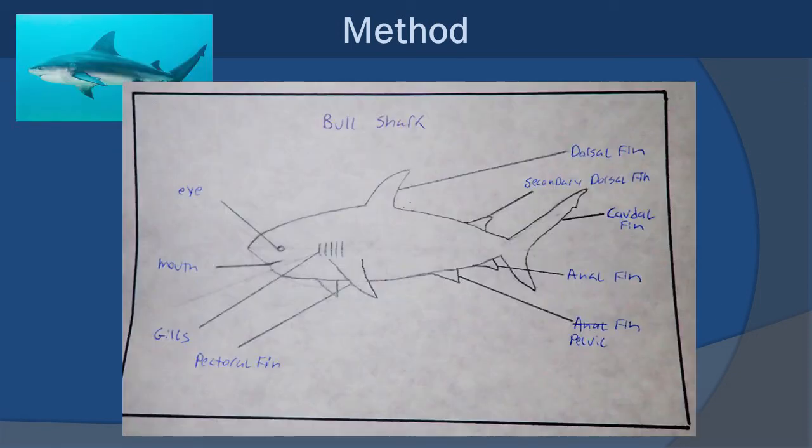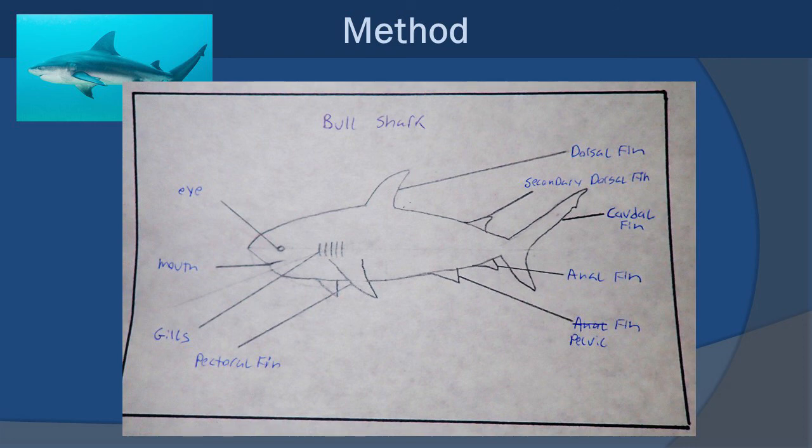So here is my finished labeled bull shark diagram, and I have labeled a bunch of things: the eye, mouth, gills, pectoral fins. But notice down on the bottom, I kind of messed up. I started to write anal fin, when it was the pelvic fin. And I wanted to show you this because the truth is you might make a mistake, and you can always put a line through that mistake and write the correct one there. It's okay. These don't need to be perfect.